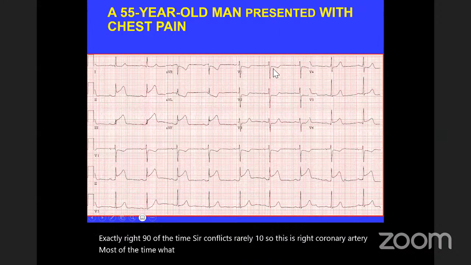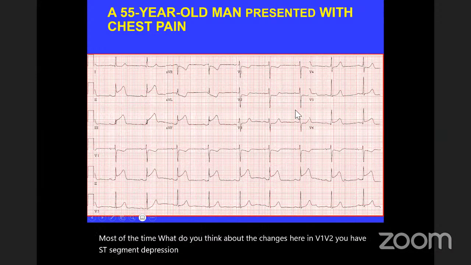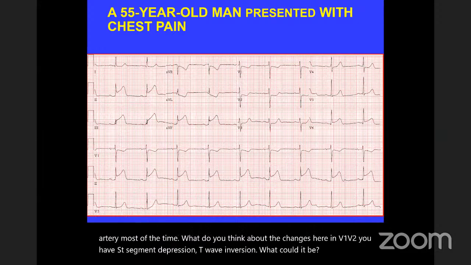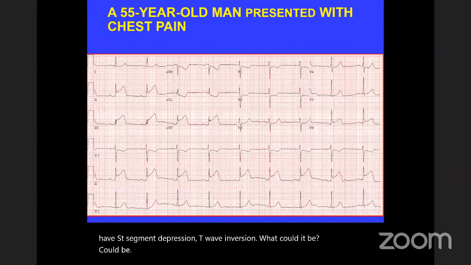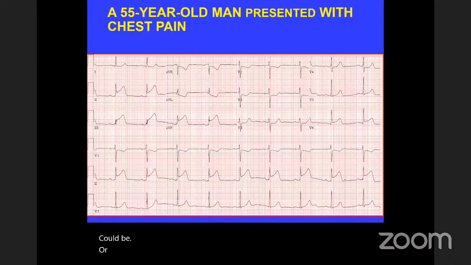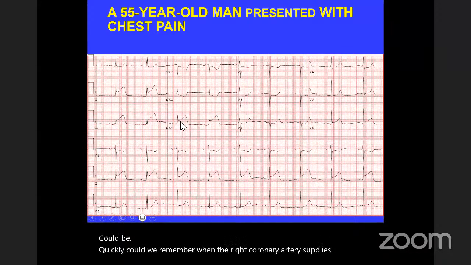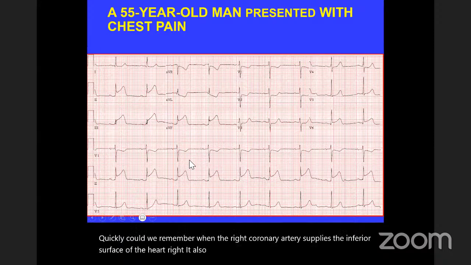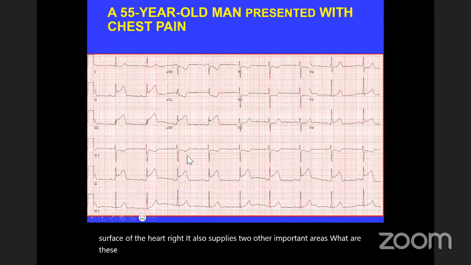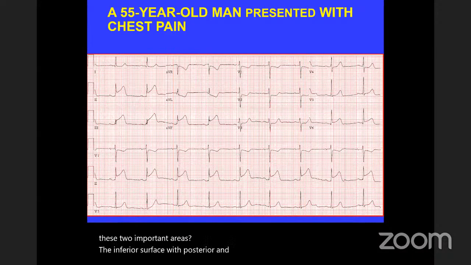What do you think about the changes here in V1, V2? You have ST segment depression, T wave inversion. What could it be? Could be reciprocal changes, or I'm not sure actually. Remember, when the right coronary artery supplies the inferior surface of the heart, right? It also supplies two other important areas. What are these two important areas? The posterior wall and the right ventricle. So inferior, and we have the posterior and the right ventricle.